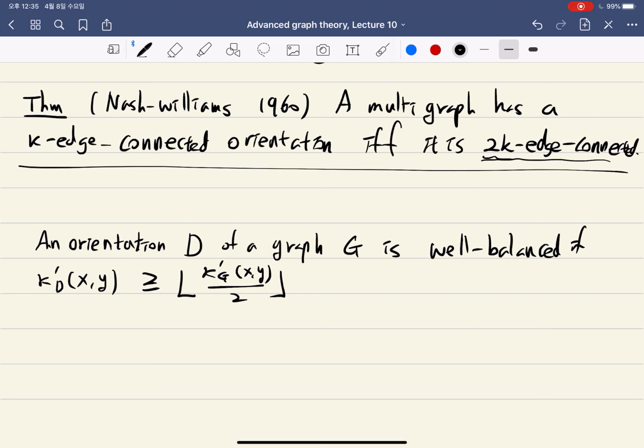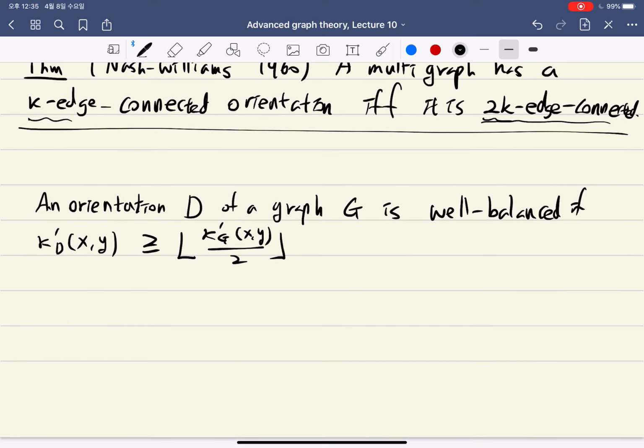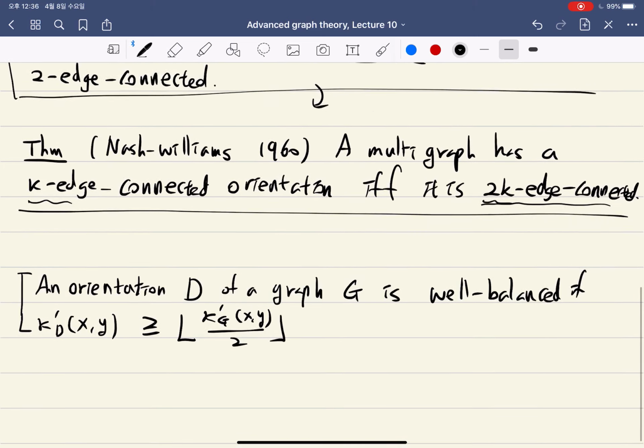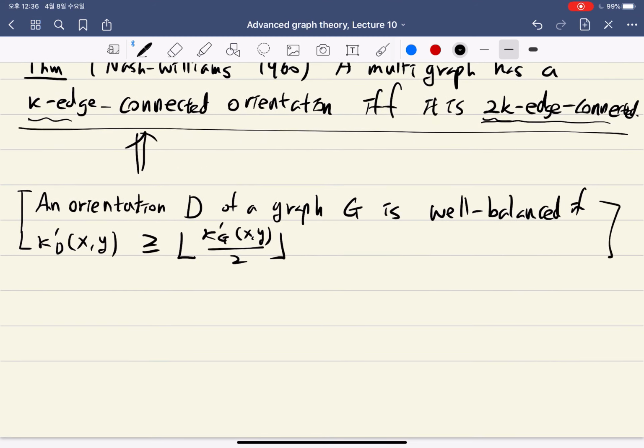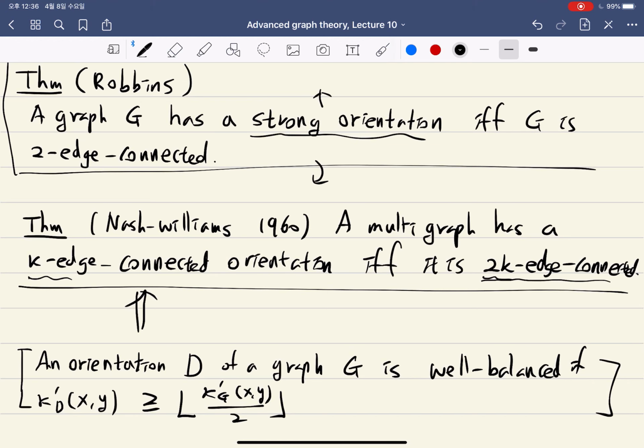So this is local edge connectivity. You can not only keep the global connectivity as a half, but you can do the orientation so that all the local connectivity is not lower than half of it. Nash-Williams' strong orientation theorem says that every graph G has a well-balanced orientation, which trivially implies this orientation theorem. Anyway, today what we will prove is this orientation theorem of Nash-Williams.